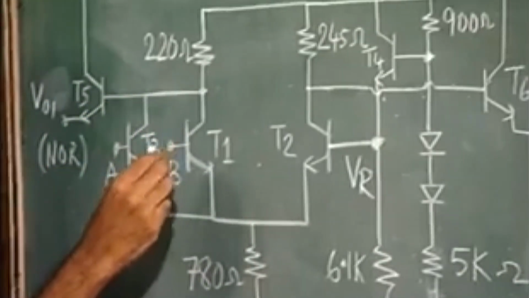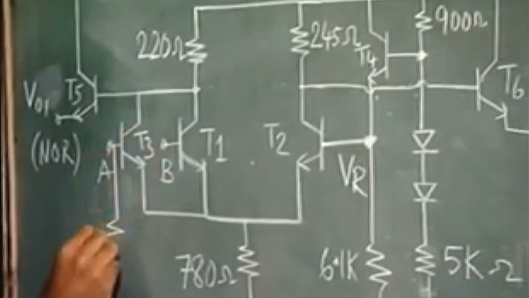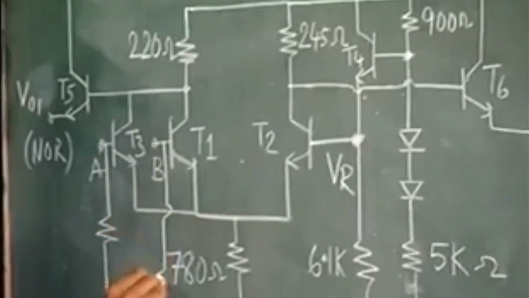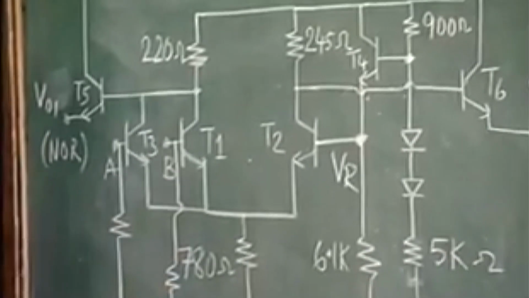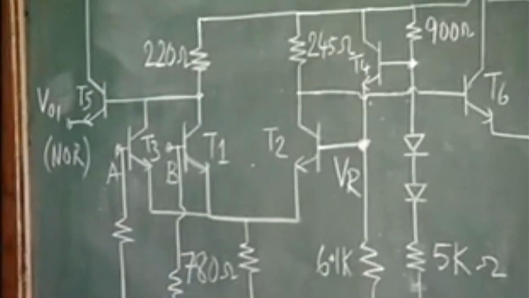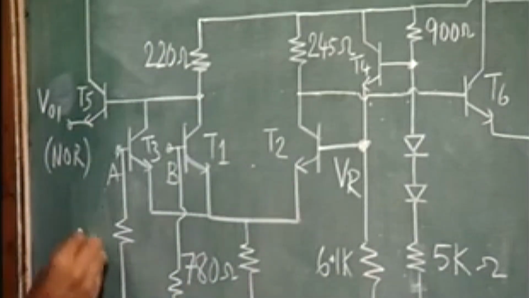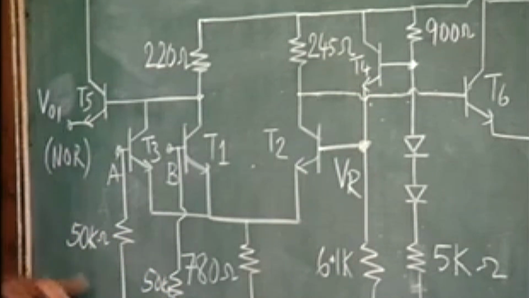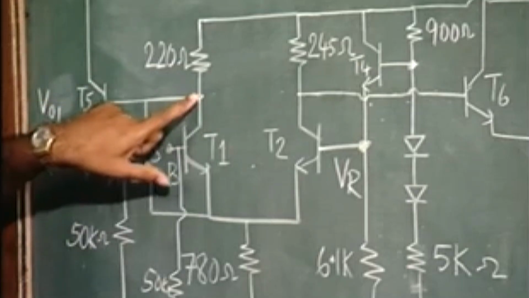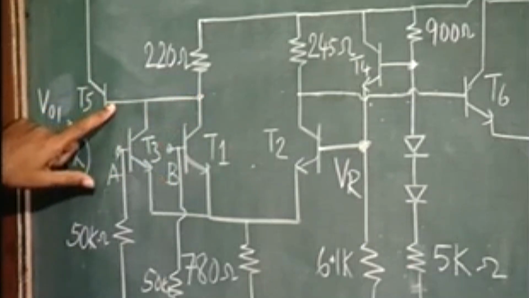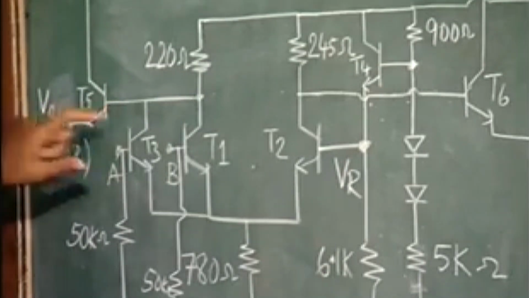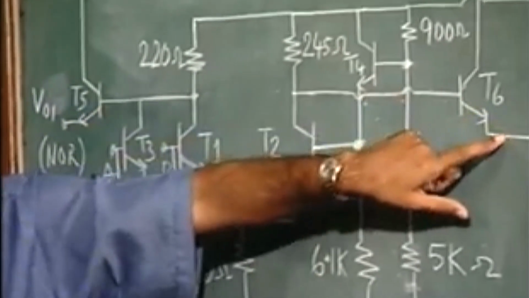Sorry, I missed out something here. You have some resistances here at the inputs. These resistances are 50 kilo ohms. At the collector of these transistors, these are the emitter follower transistors: this is T5 on this side and T6 on the other side.